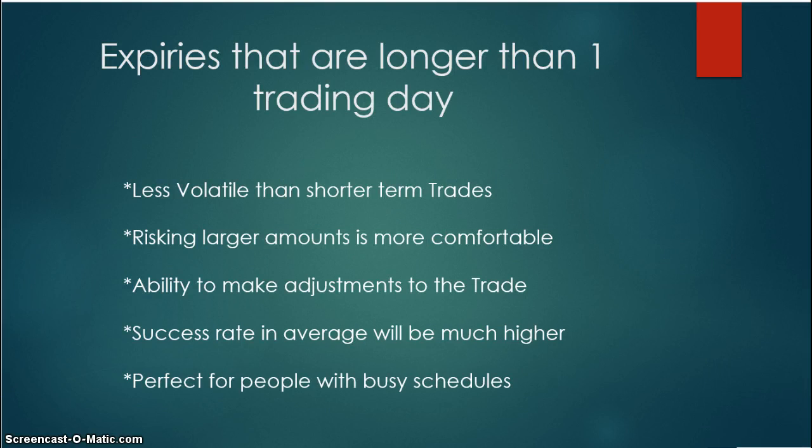I'm talking about expiries that are longer than one trading day. Sometimes a few days, sometimes a couple of weeks, sometimes even a month and longer if I think that's the best opportunity. What are the advantages? Number one, they're less volatile than shorter-term trades. In a 10 or 15-minute trade, the last 20 seconds, 30 seconds, or minute can have a big effect on the outcome. Something can suddenly change, and even though we identified the trend, we can be out of the money. On a longer-term trade, that's not going to happen. If we identify the trend correctly, we're generally going to be in the money.